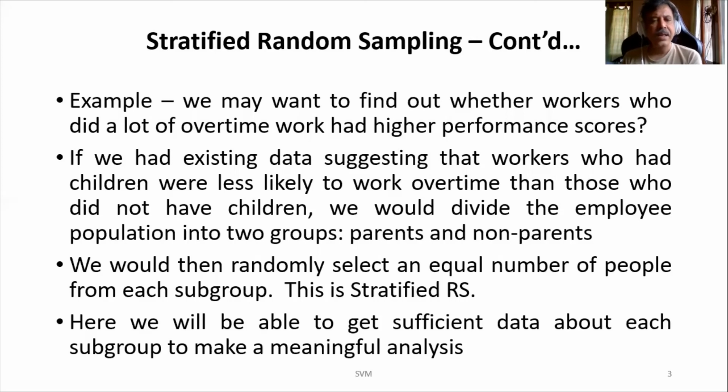You already divided the population into groups and then started doing sampling out of those groups. Here we will be able to get sufficient data about each subgroup to make a meaningful analysis. So this is what stratified random sampling means. Basically, you are dividing the population into various groups and you ensure that within a group there is homogeneity and between groups there is heterogeneity.